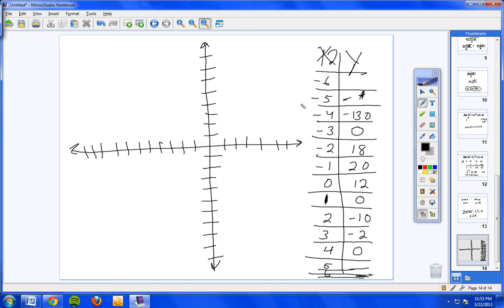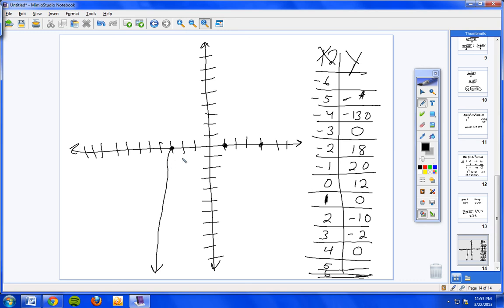All right, so I'm going to go ahead and plot my zeros first, my x-intercepts. We know negative 3 gives me out a 0, 1 gives me out a 0, and 4 gives me out a 0. Now let's go ahead and start. We know negative 6, negative 5, and negative 4 give me some negative numbers way down here. So I know the graph's going to shoot way down like that.